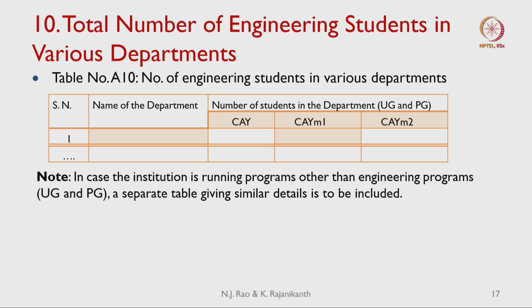So, total number of engineering students in various departments. So, you provide in a tabular form the name of the department, number of students in the department, UG as well as PG, and over the 3 academic years, CAY, CAY-1, CAY-2. In case the institution is running programs other than engineering programs, for example, MCA kind of a program, a separate table giving similar details is to be included.